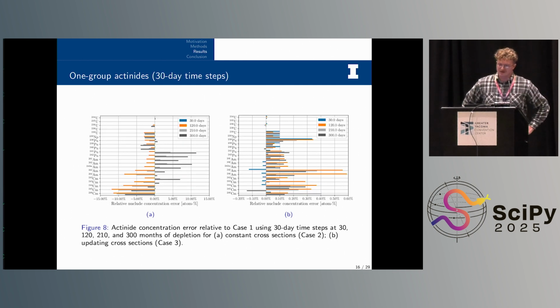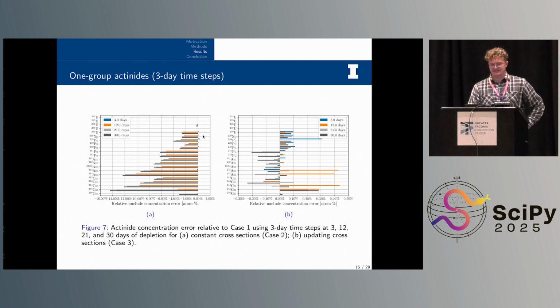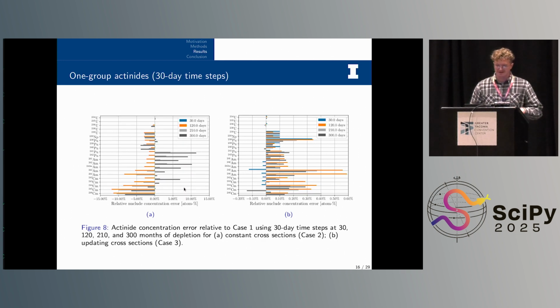If we go to the 30-day time step, we see similar magnitudes of errors, but we see different dynamics. Before we had a pretty constant under prediction. Maybe it got a little worse as time goes on, but not by a very large amount unless we're looking at the trace elements or trace nuclides. Here we see something different. We see this flipping. So we see an initial under prediction followed by over prediction. At least for case 2.